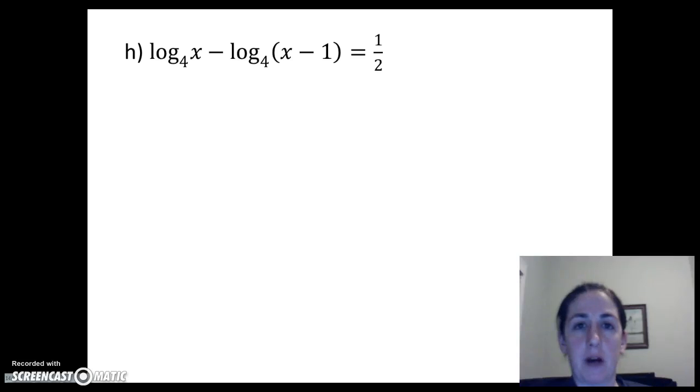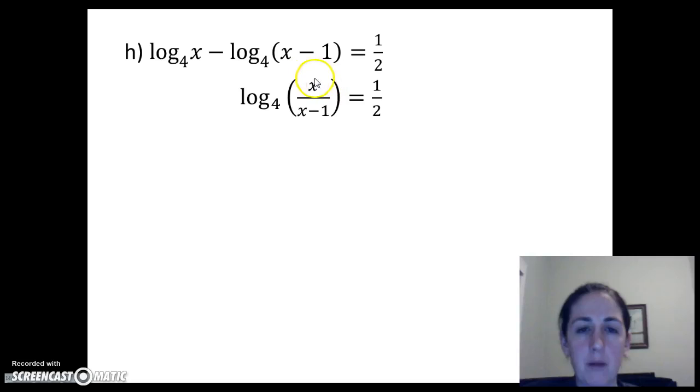Now this one's different because it's got 2 logarithms being subtracted. We don't just have a logarithm equal to a value. All the other ones we had were a logarithm equal to a value. So what we'll do here, based on previous knowledge, is condense this into one logarithm. Working backwards from our logarithmic properties, 2 logarithms with the same base being subtracted can be written as one logarithm with their insides being divided.